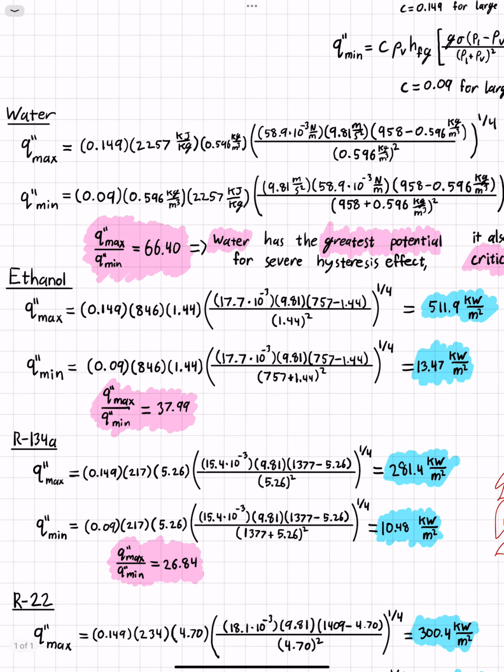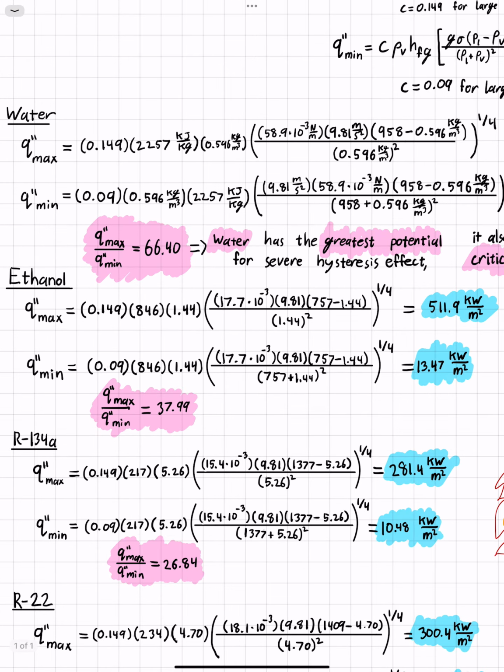Next up for the Q min for ethanol, it is 0.09 multiplied by 846 times 1.44 times 17.7 times 10 to the negative 3 times 9.81 times 757 minus 1.44 all over 757 plus 1.44 squared, all to the 1/4, which equals 13.47 kilowatts per square meter.